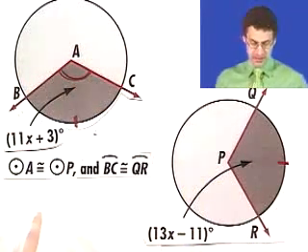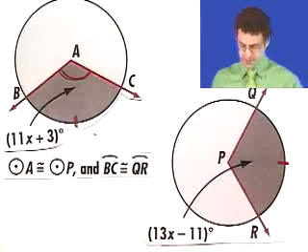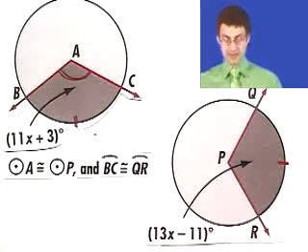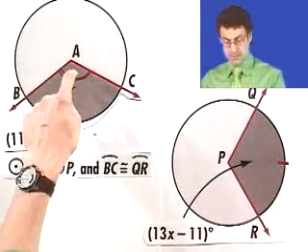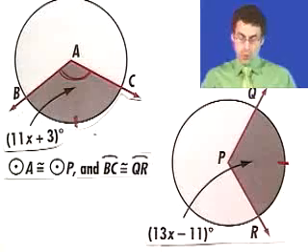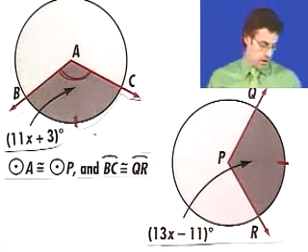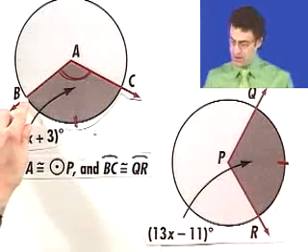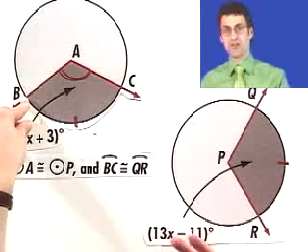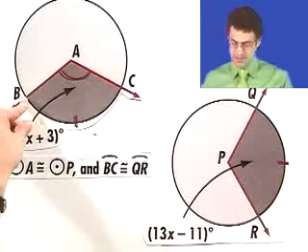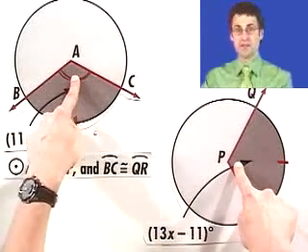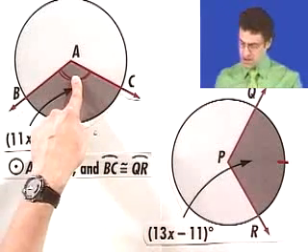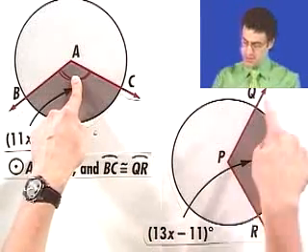Well, I know what the angle is. The angle is 11x plus 3. I know what this angle is. This angle is apparently 13x minus 11. That's given to us. The question is, what is the measure of that? How do I do it? Well, since these circles are congruent, and I know that this arc is congruent to that arc, then by the symmetry of the circle, we have a spectacular theorem that tells us that the angles formed are going to be congruent as well. So that means that angle BAC is congruent to angle RPQ.